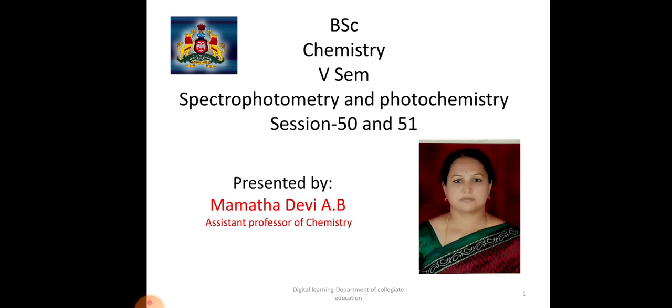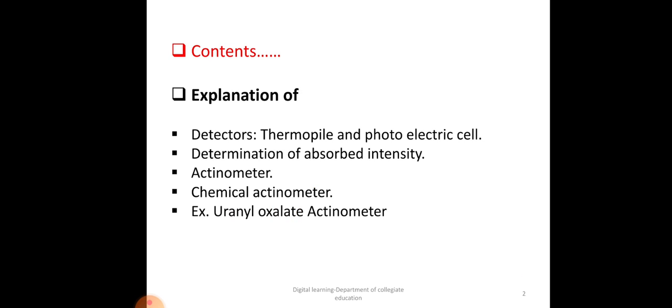In this video, I am going to explain sessions 50 and 51 of Spectrophotometry and Photochemistry. Contents of this video are detectors, thermopile and photoelectric cell, determination of absorbed intensity, actinometer, chemical actinometer, example uranyl oxalate actinometer.